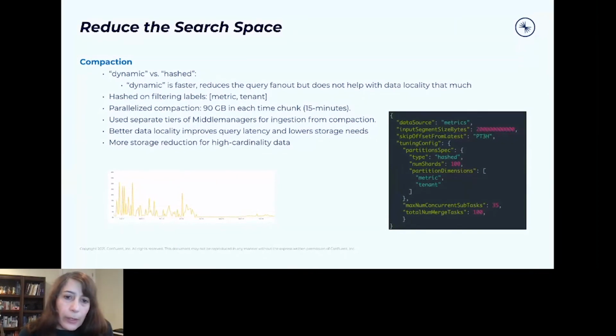As a result, this helped with the data locality a lot and improved query latencies. And not only that, it also lowered the storage needs. This is because when we have similar data adjacent to each other, it helps with the compaction. And this storage reduction, our observation was that it was even better when we had high cardinality data. For our data source with high cardinality data, the size of the data source was reduced by 66%. And as you can see here, the latencies also improved a lot.